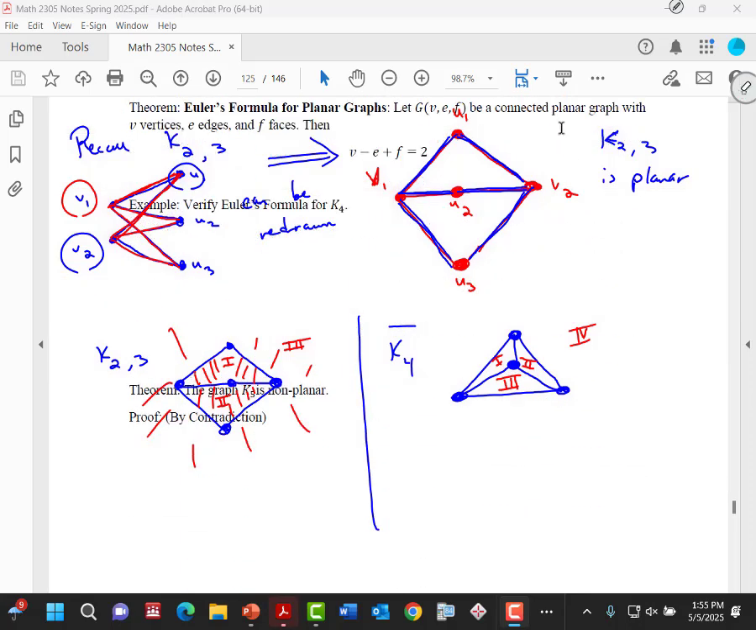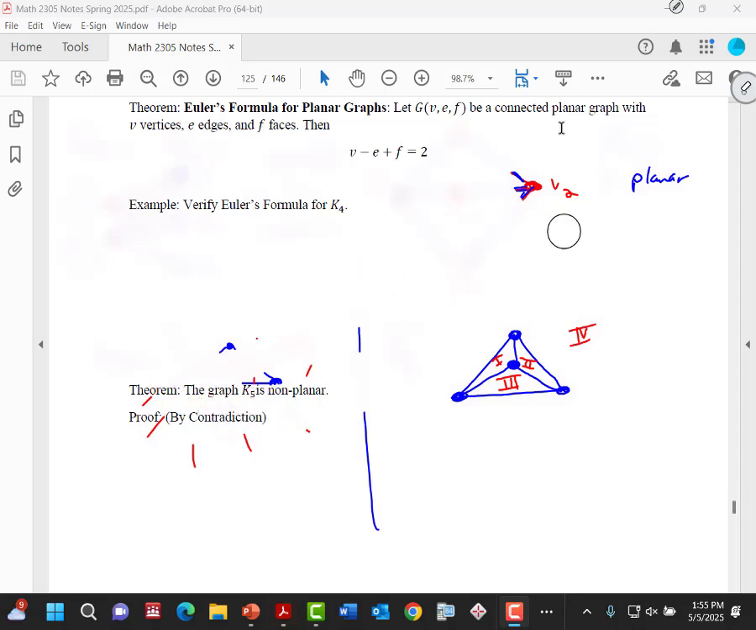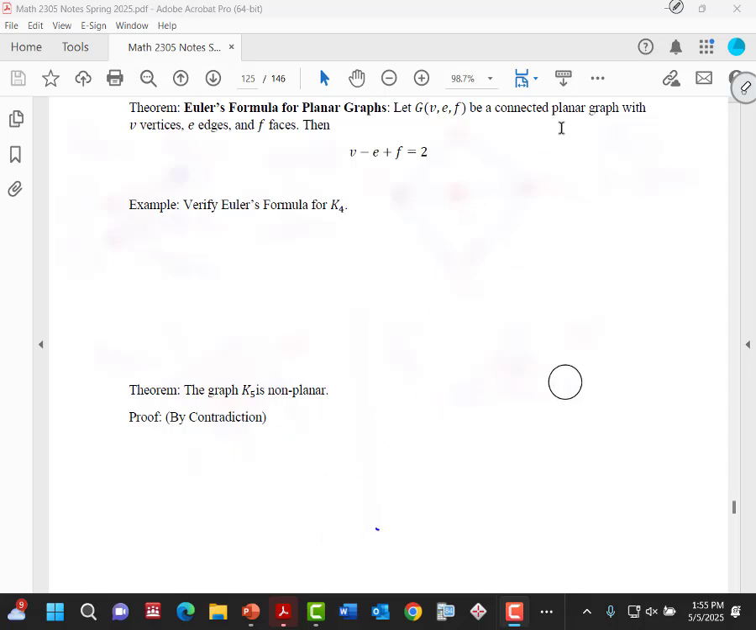Let's now discuss Euler's formula for planar graphs. Euler's formula for planar graphs. Let G = (V, E, F) be a connected planar graph with V vertices, E edges, and F faces. Then V minus E plus F equals 2. And so we call this Euler's formula for planar graphs.